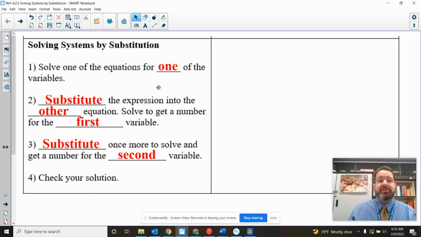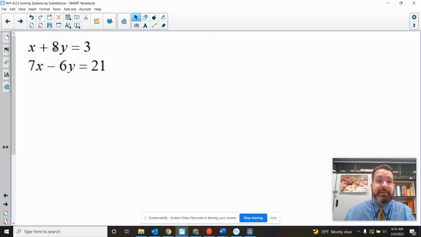So on your toolkit, these are the steps we're going to follow. And I think let's just get into it. So here's our first example. We've got these two equations. They're perfectly nice equations. Our goal is to find the ordered pair, the x and the y, that make both equations true at the same time.